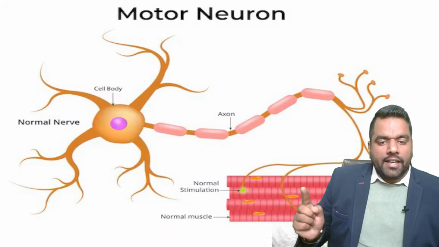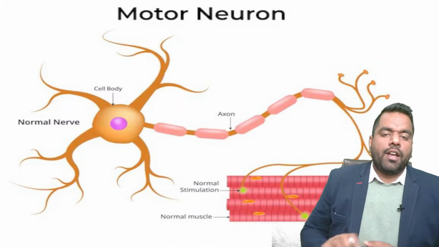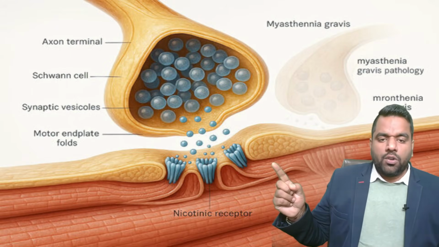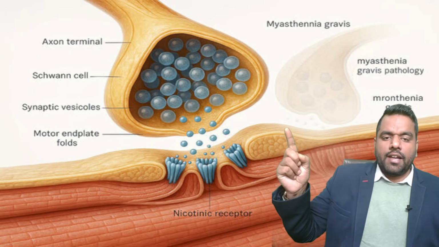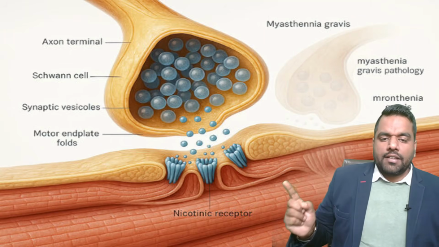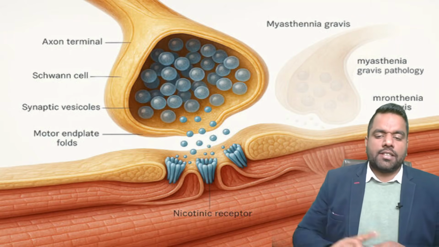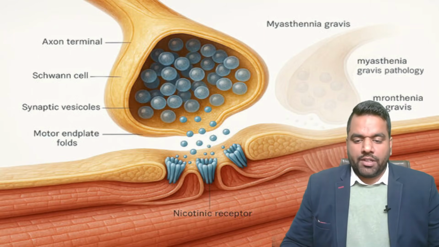So how this area actually looks, we are going to see. Guys, this is how this area actually looks. You can see the upper area is the presynaptic area and this muscle area we call the postsynaptic area. So let's discuss this neuromuscular junction.